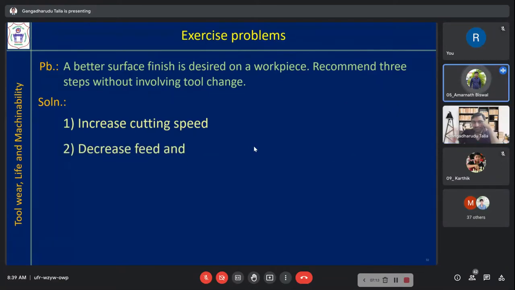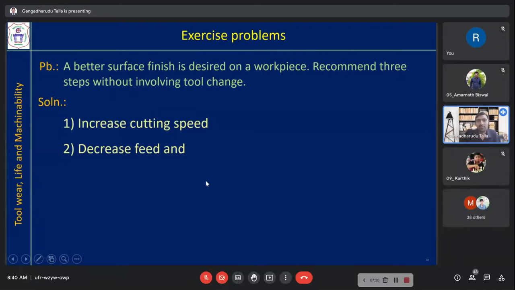Sir, applying coolant oil, sir. Yes, that is also there. But till now, we have not talked much about the coolant application. Application of cutting fluid is definitely one answer.